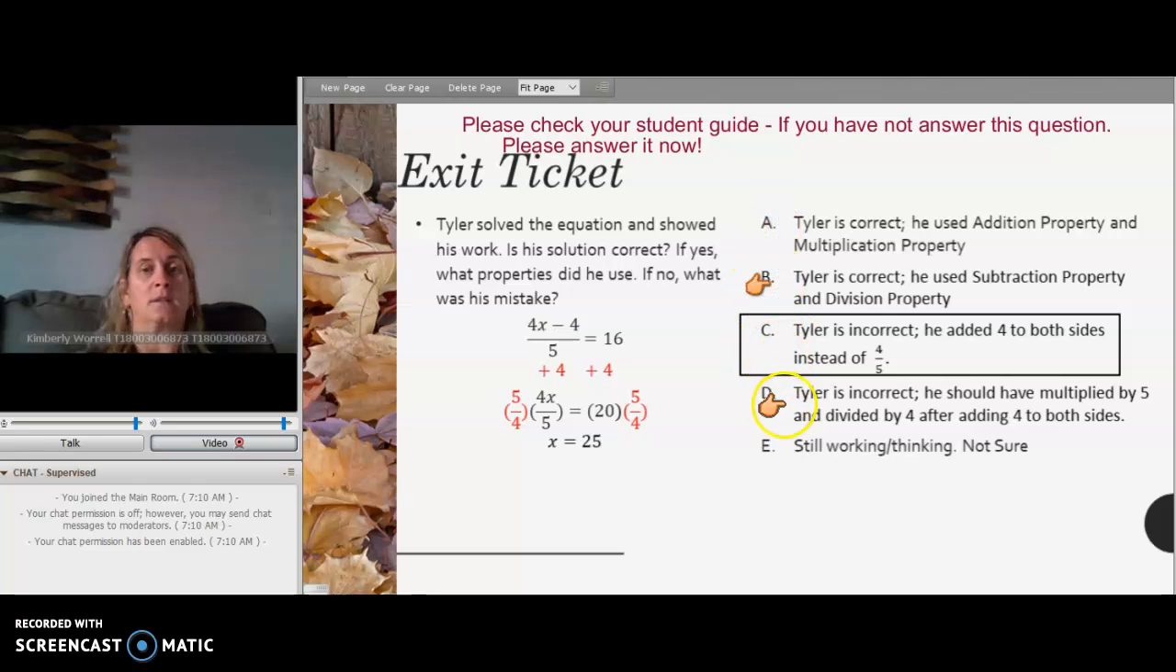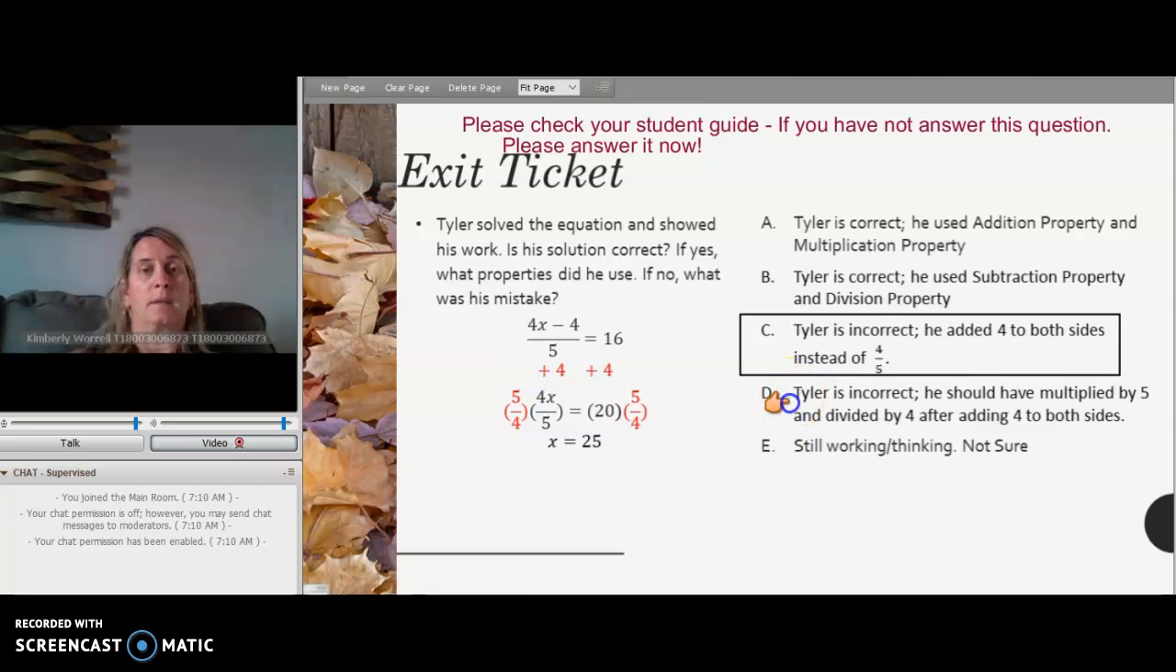So then we say, why is he wrong? Okay, well, D says what he should do after adding 4 to both sides, but that is actually where the mistake is, adding 4. You can't add 4 to both sides. That's why C is correct, because this is not minus 4, it's actually minus 4/5. This 4 is being divided by 5. So you could have added 4/5 to both sides if you wanted to use the addition property first. Okay.